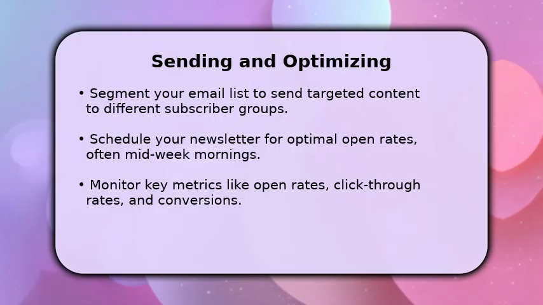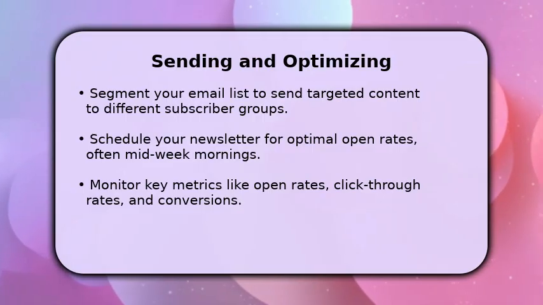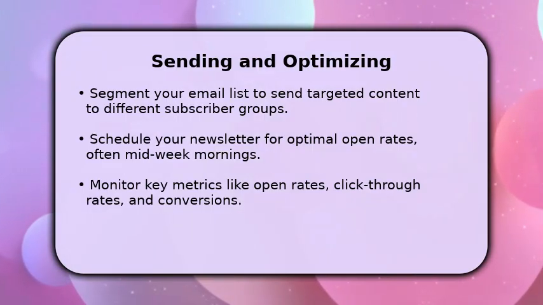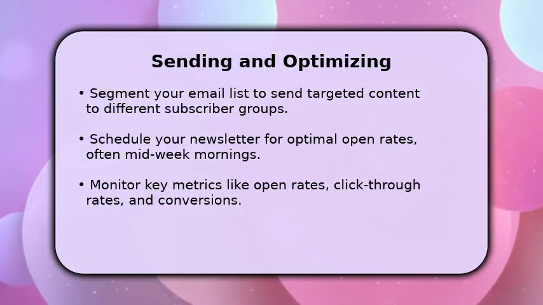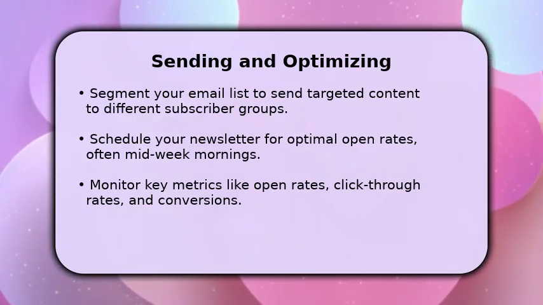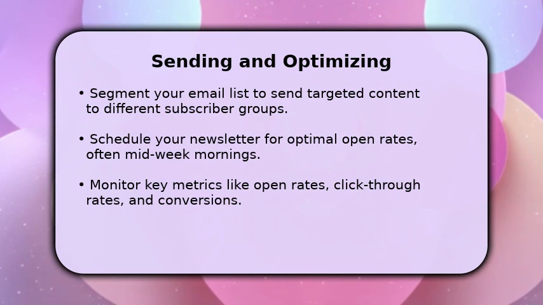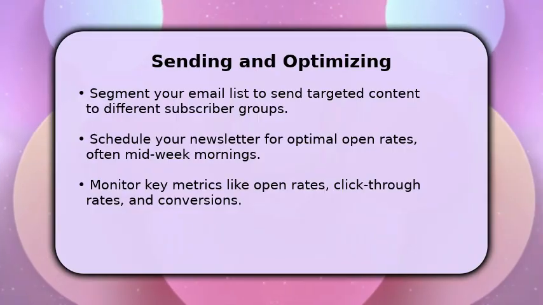Schedule your newsletter for optimal open times, typically Tuesday through Thursday mornings, between 9 a.m. and 11 a.m. After sending, diligently monitor key metrics such as open rates, click-through rates, and conversion rates. Use A/B testing to refine elements like subject lines and calls to action, continuously improving your newsletter's performance over time for maximum impact.